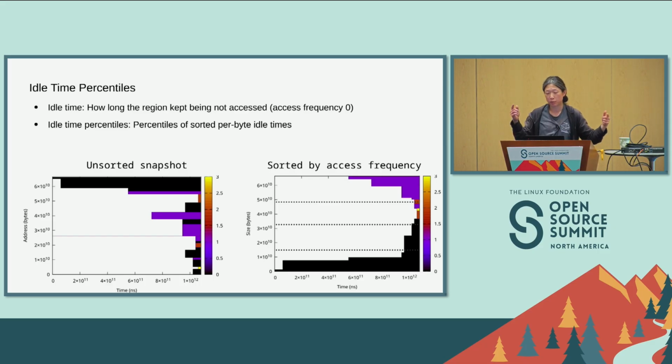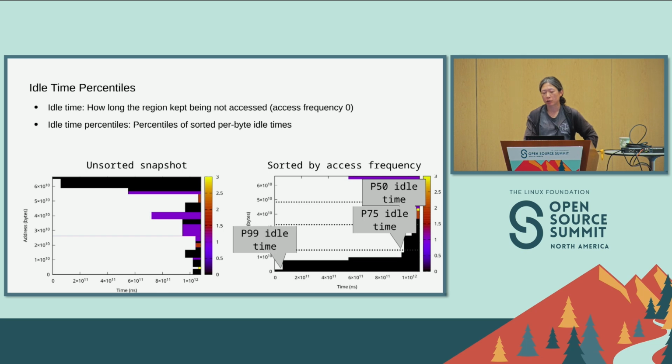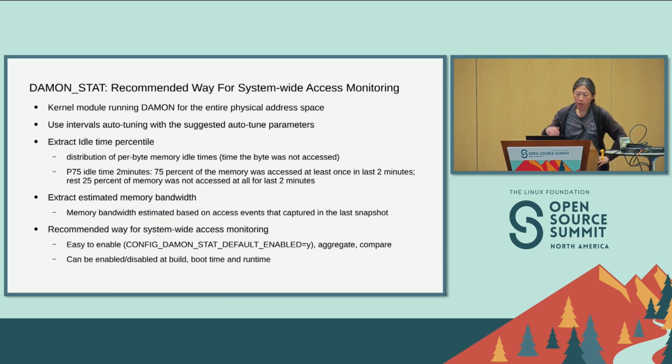Black bars are the 0 access frequency case. So we can see the 50th percentile, 75th percentile, and 99th percentile idle time from this graph. DAMON Stat provides this information, and in addition to that, it also provides estimated memory bandwidth.